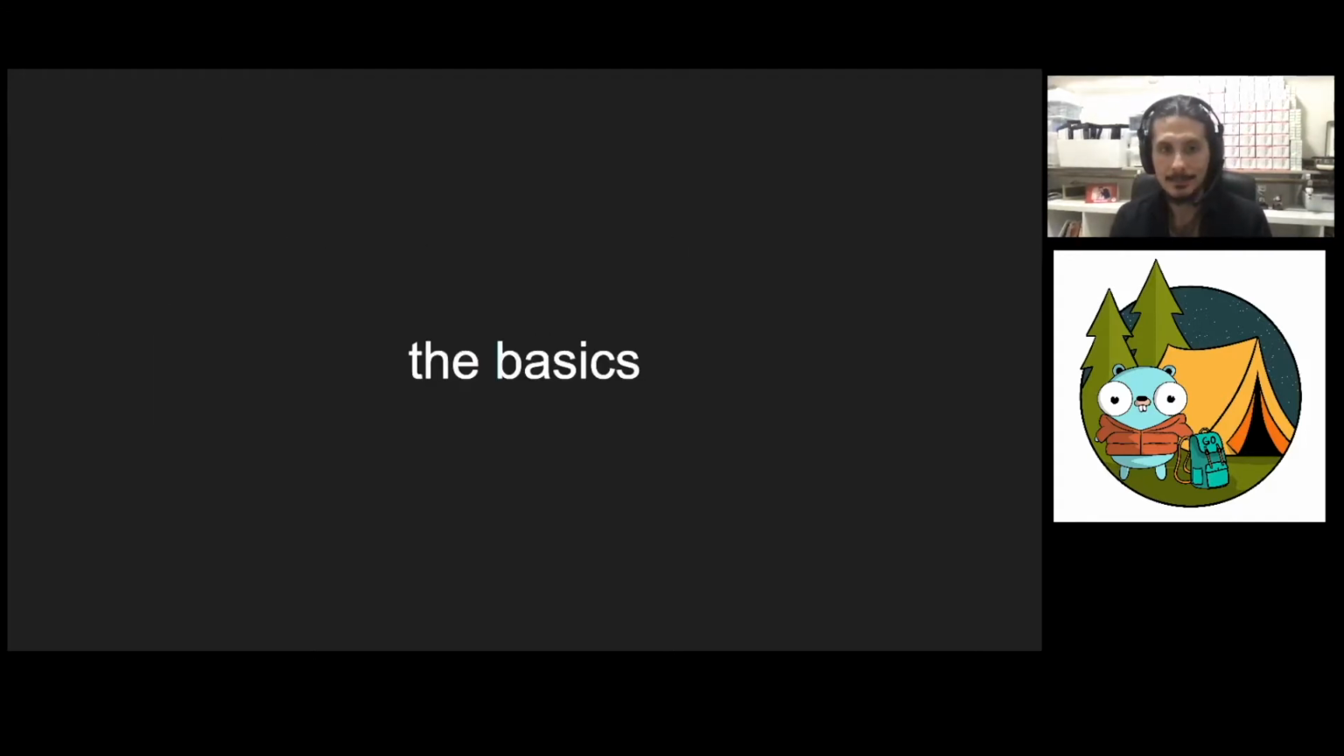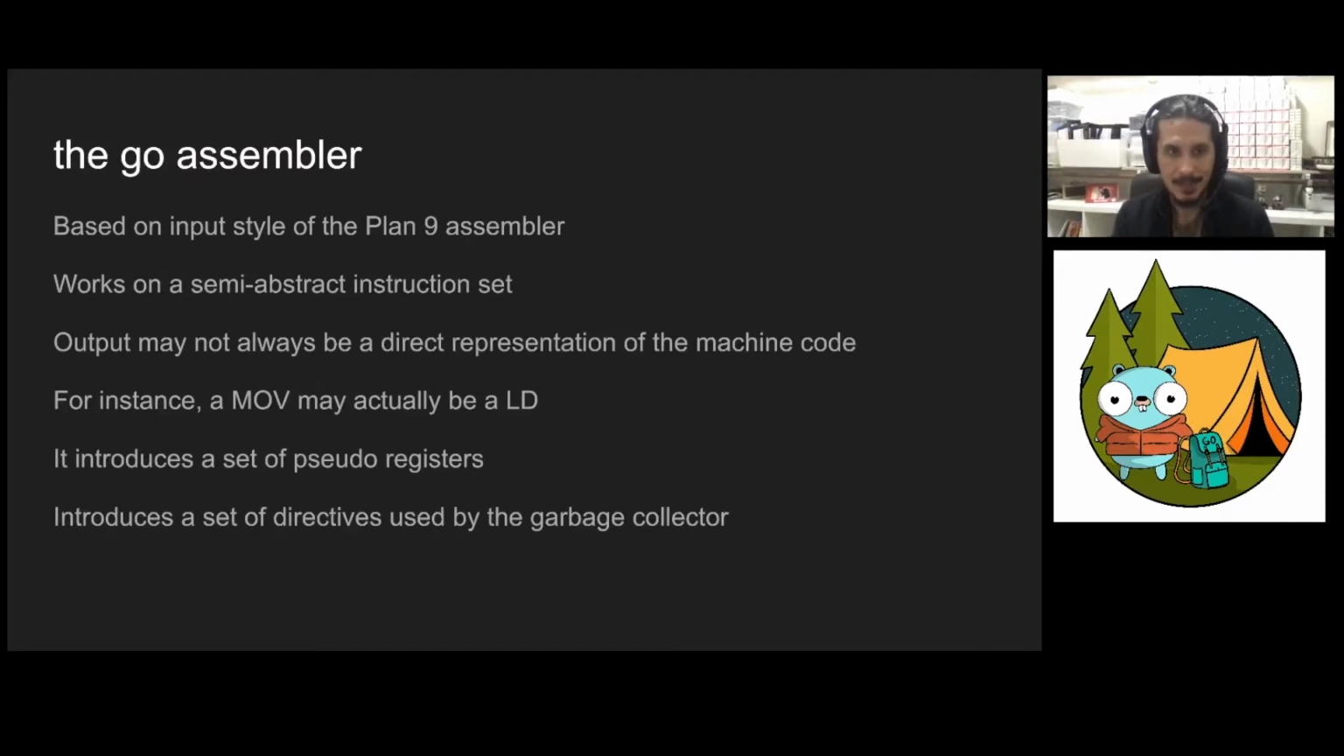So the basics. The Go assembler. Some of you might know this already, it's based on the input style of the Plan 9 assembler. It works on a semi-abstract instruction set, and we'll see what that means in just a moment. The output might not always be a direct representation of machine code. For instance, a move instruction, which is moving a pointer from a register to the stack, might actually be a load instruction. It also introduces a set of pseudo registers, and we'll see what that means in a moment as well, and introduces a set of directives used by the garbage collector.